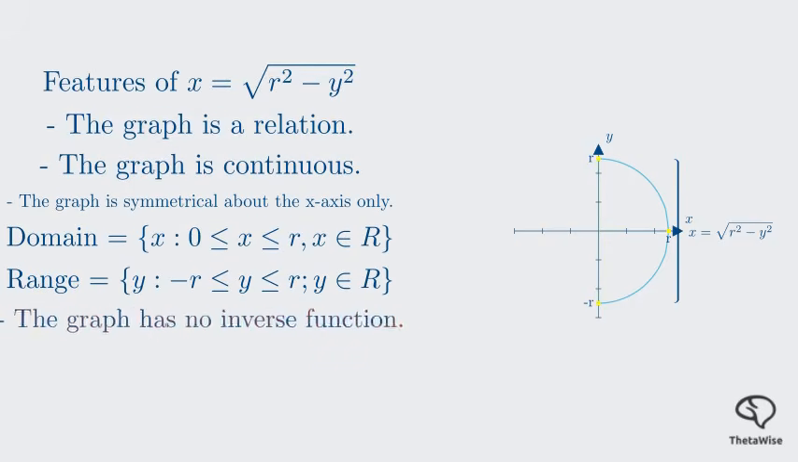Most importantly, the graph is not a function. Why? Because it fails the vertical line test. For example, the line x equals r/2 would intersect the semicircle at two different y values. This means there are multiple y outputs for a single x input, which is the definition of not being a function.